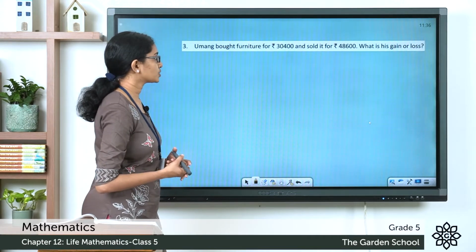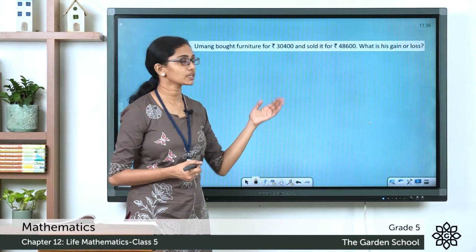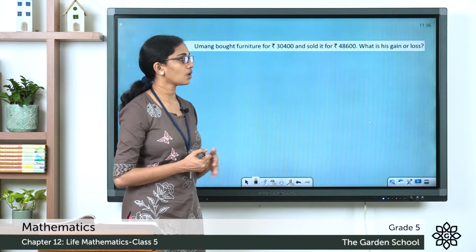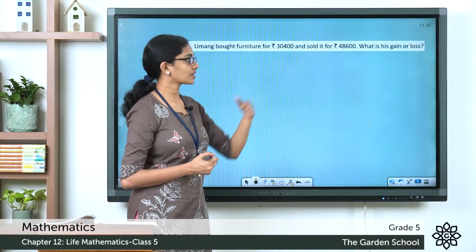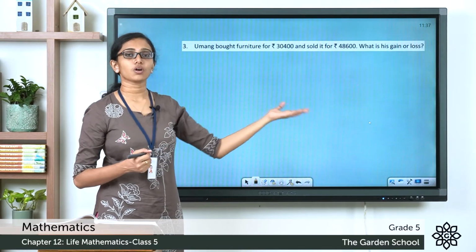Umang bought furniture for rupees 30,400 and sold it for rupees 48,600. What is his gain or loss?